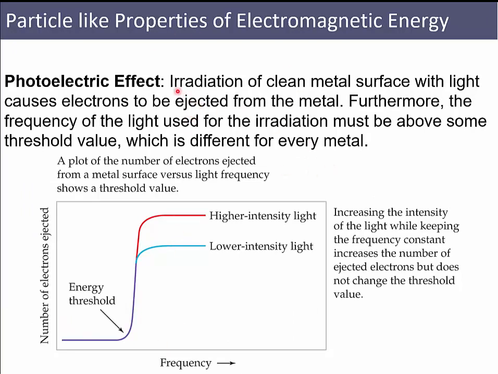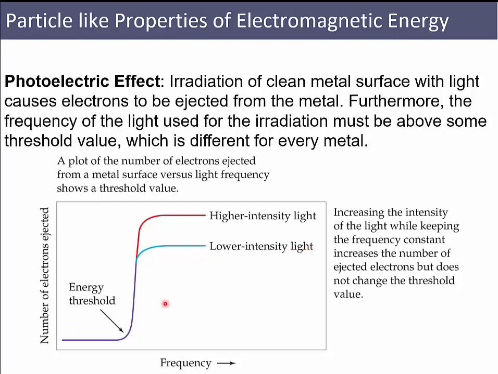So irradiation of a clean metal surface with light causes electrons to be ejected from the metal. Therefore, the frequency of the light used for the irradiation must be above some threshold value, which is different for every metal. And so we're going to see nothing happen. So here we've got low energy to high energy, so red light to blue light. Red, orange, yellow, nothing. Green, oh, it starts to turn on. Right? And anything higher than that green would allow you to get through.